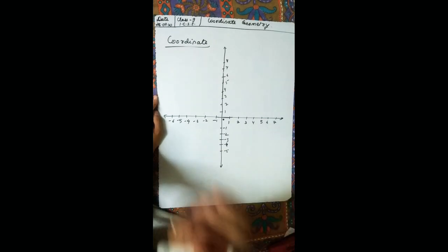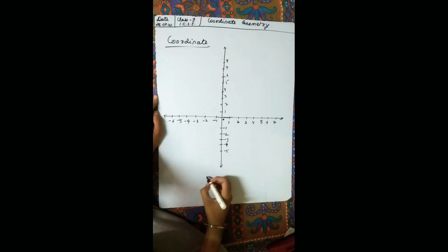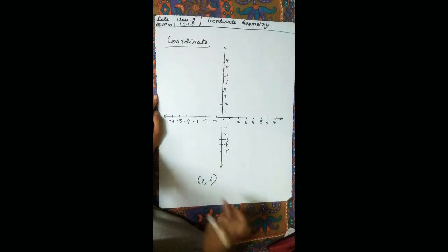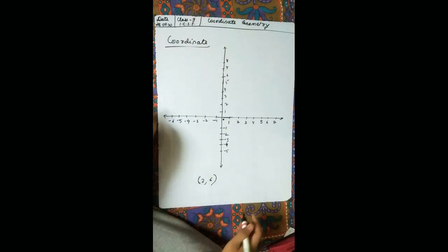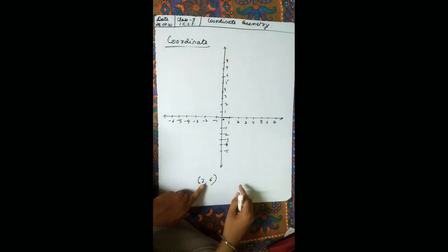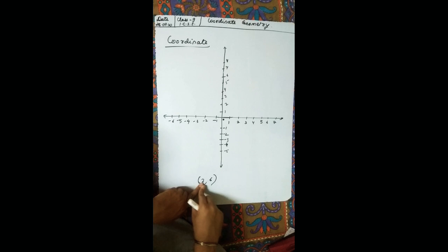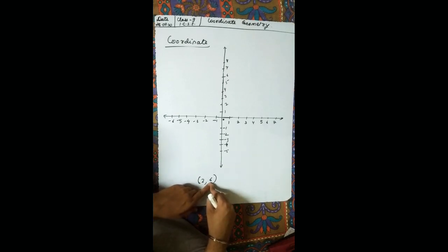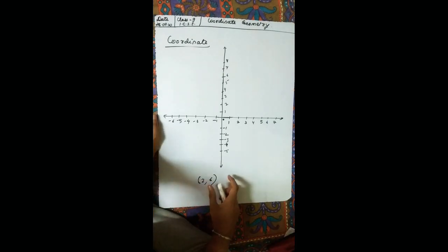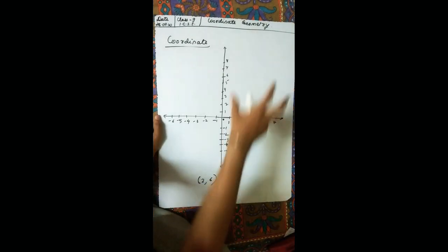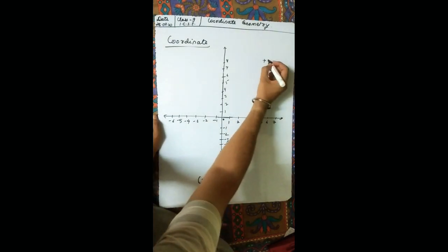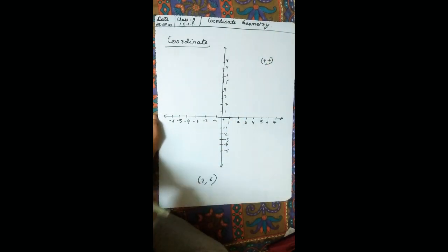I'm taking one point here, say for example 2 and 6. I need to plot this point on the graph. You have to read the value of x. What is the value of x? 2. And the value of y is 6. So 2 is positive and 6 is also positive. Which quadrant will it fall in? The first quadrant, because in the first quadrant you have both positive, positive.